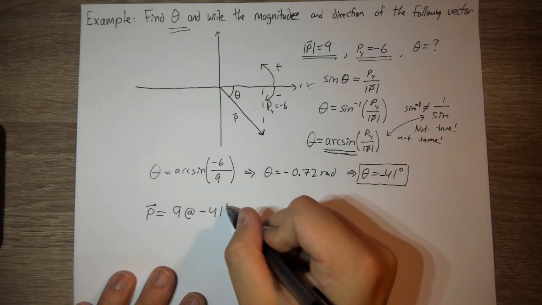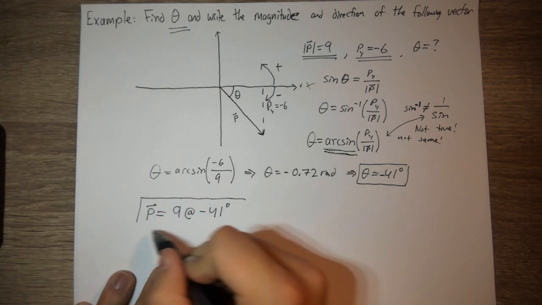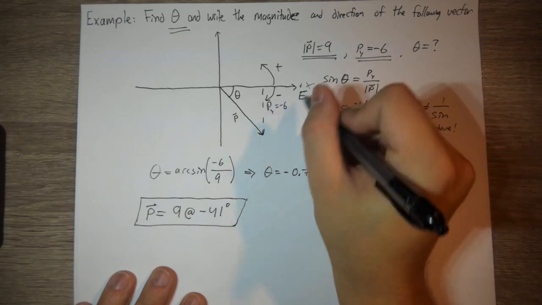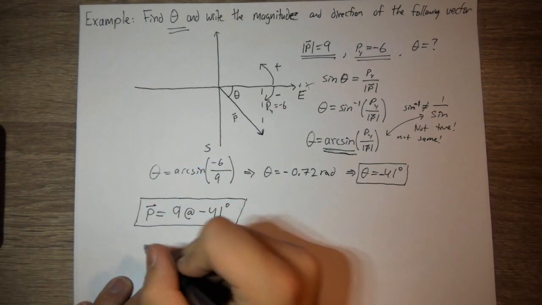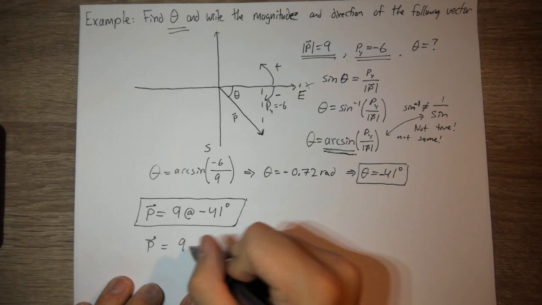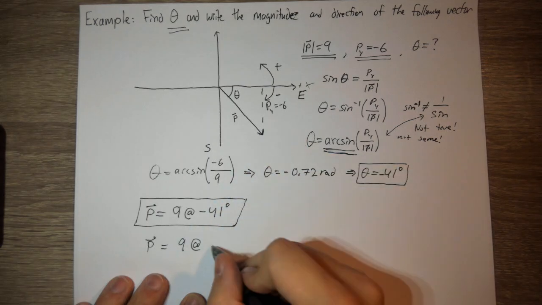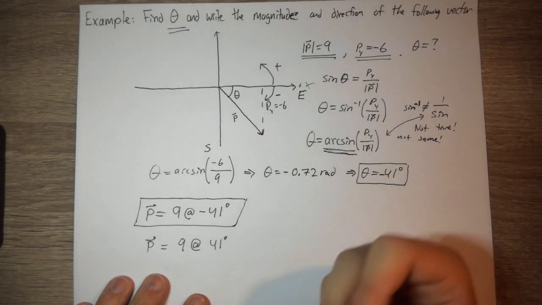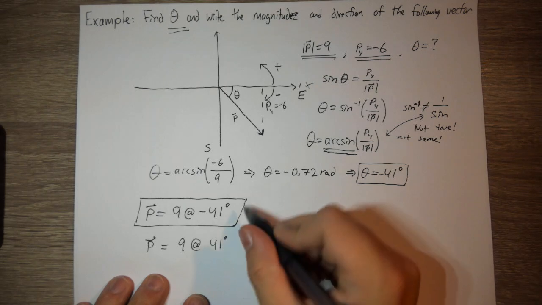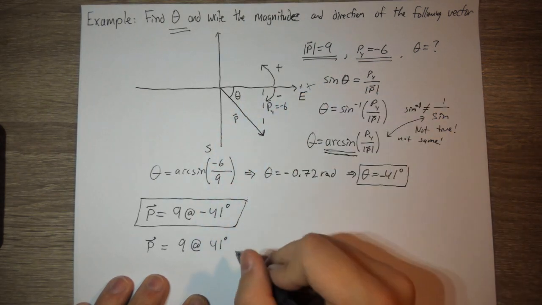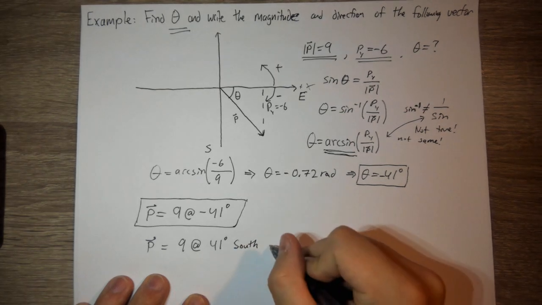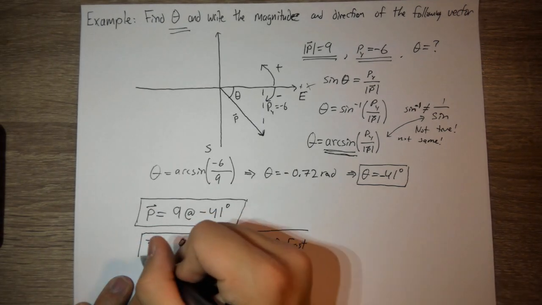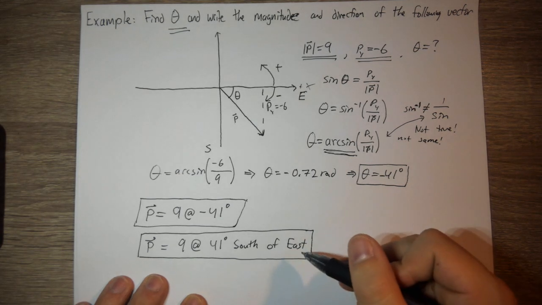So you could simply say this is 9 at -41 degrees, or if this is east, if you consider a compass, that's east, that's south, you could say that this is 9 and it's 41 degrees, so no negative in this case because we're specifying the direction in another way. It is south because it's with respect to the east axis, so it's 41 degrees south of east. So that's the answer to that question.